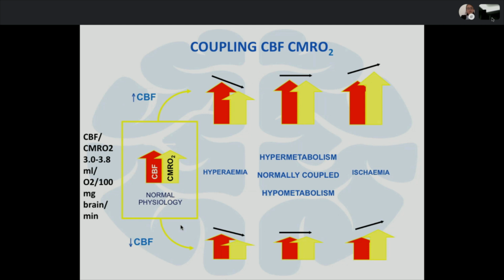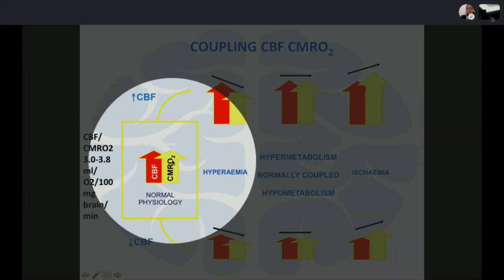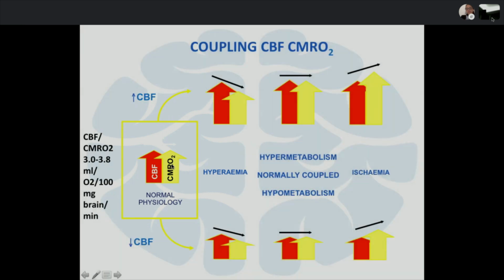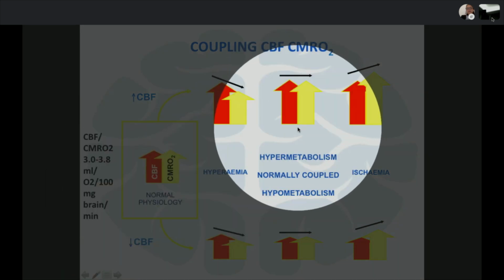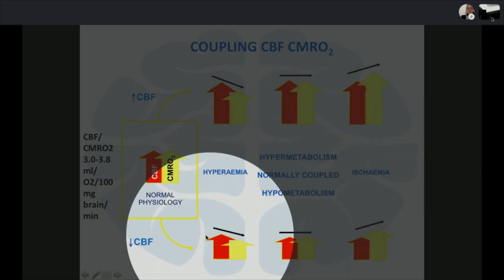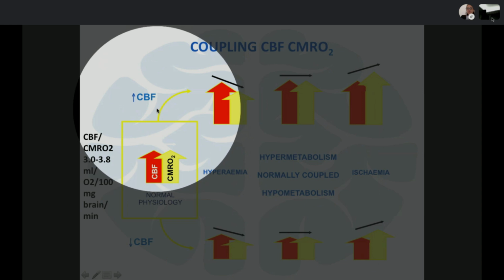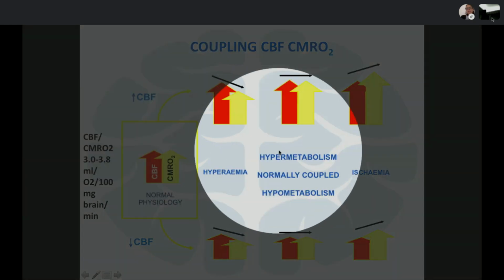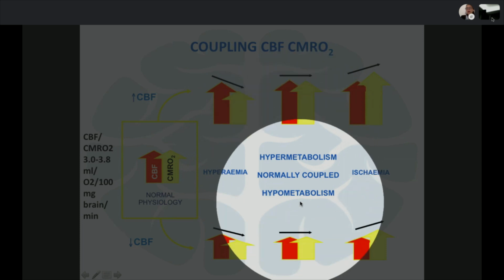So in normal physiology, CBF and CMRO2 go together. It means that we are coupled. So when there is an increase of the cerebral blood flow, the cerebral metabolic rate is increased as well, with both low cerebral blood flow and both with a high cerebral blood flow. And if they are coupled in this situation, what we obtain here is a status of hypermetabolism and hypometabolism.